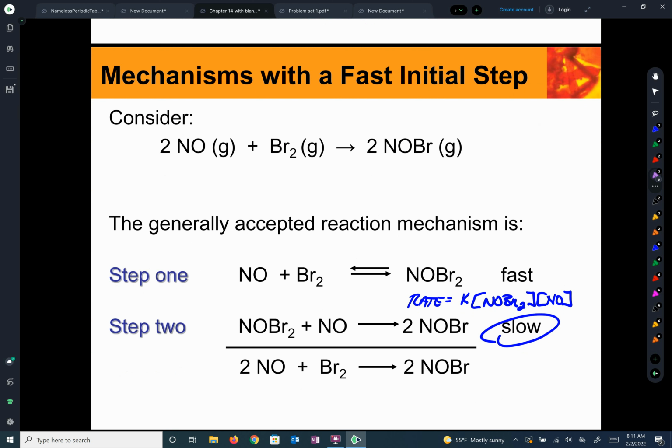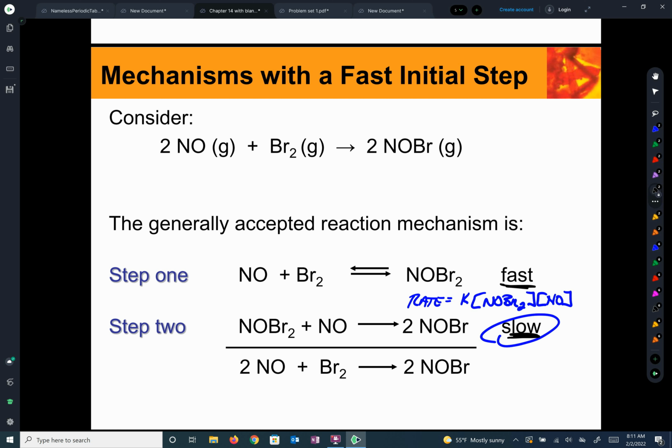So here's a typical look at, let's say, a problem to come out of this section of the textbook. We have some kind of given reaction, right? 2NO as a gas plus bromine as a gas goes to make 2NOBr. And it gives us information about the two steps as part of the mechanism. And we have a fast step and we have a slow step.